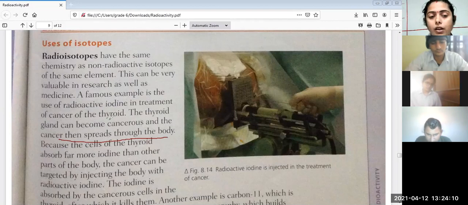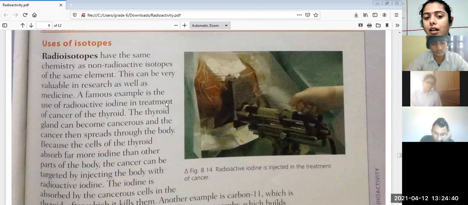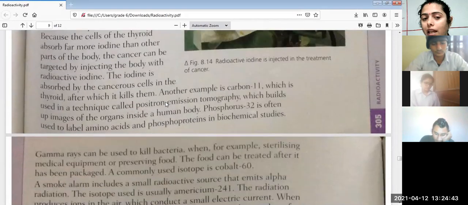Fine. So to cure that at the right time, the thyroid cells absorb more iodine than the other parts. The cancer can be targeted by injecting the body with radioactive iodine. We inject the radioactive iodine. So the thyroid is going to absorb it, and due to these radioactive radiations, the cancer cells are going to be killed and it's going to be treated. Got it? How we treat this?